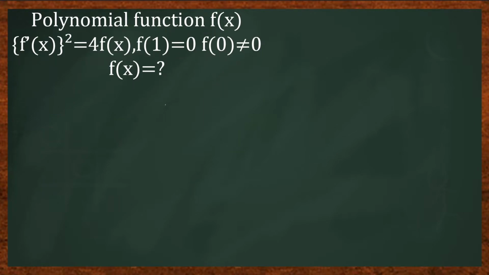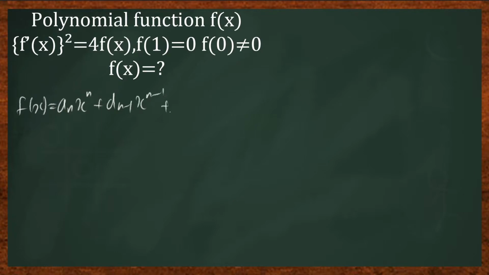A polynomial function f(x) meets these kinds of conditions. We need to find f(x). As you can see, the first condition is f'(x) squared is equal to 4 times f(x). Some of you can assume f(x) and solve it right away, but let's assume that we don't know what f(x) is going to be like.